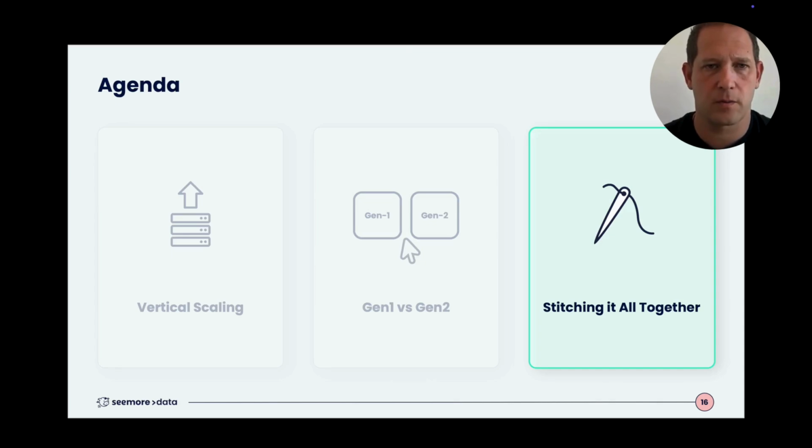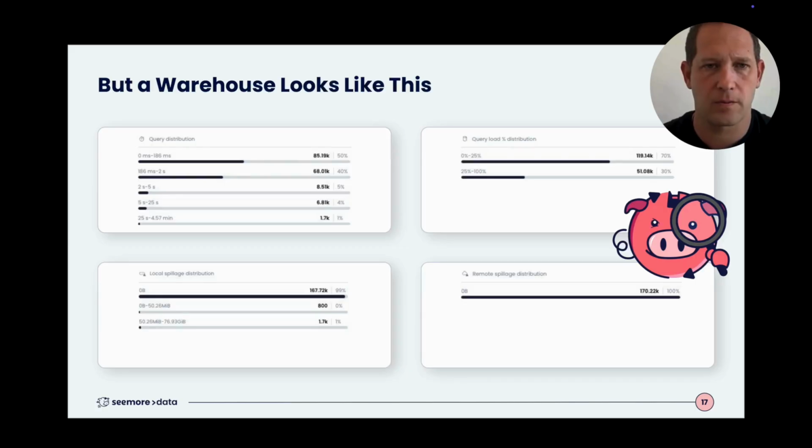Now, as you all know, queries are the foundation, but queries on their own don't mean much in a single context. That is, queries come together with other queries and they affect each other because one query takes up resources and so on. At the end of the day, we're not paying for a query, we're paying for the warehouse's uptime. And a warehouse looks like this. It has all sorts of distributions of runtimes, all the data I mentioned earlier, the load percent, the spillages, and so on. There are a lot of queries.